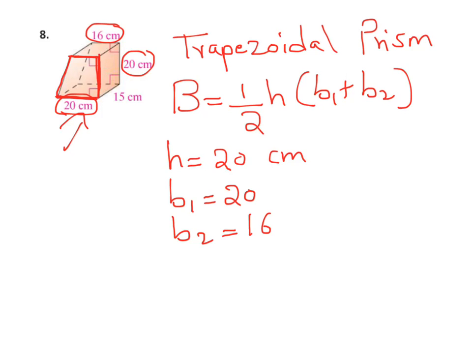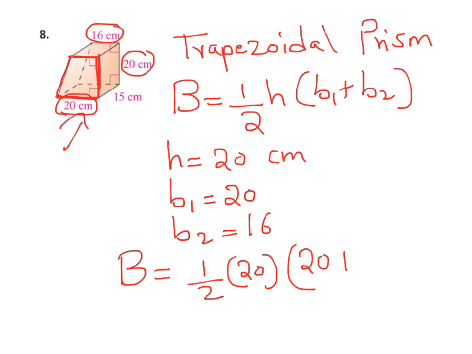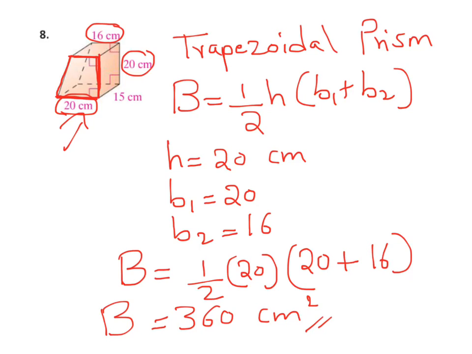Now we can find the area of the trapezoid, which is going to be half times H, which is 20, times B1, which is 20, plus B2, which is 16. Let's use a calculator and get this result. And that is 360 centimeter square. So the area of the base, which is a trapezoid, is 360 centimeters square.